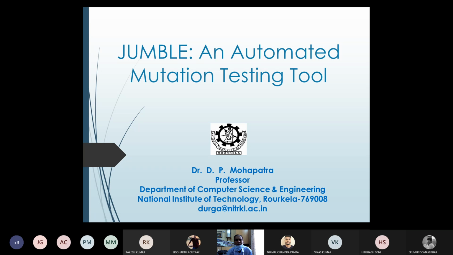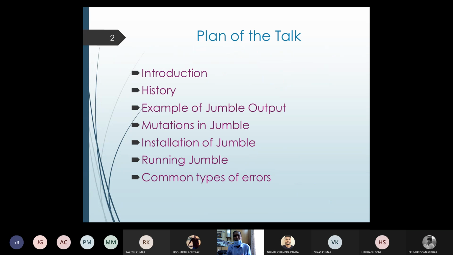So, good afternoon to all of you. Today we'll take up a tool which will help you in performing mutation testing. The details of mutation testing we have taken in one theory class. We have also taken an example. Now today we'll discuss how you can use this tool to perform mutation testing. We'll discuss a little bit of introduction, then history, some example of Jumble output, how the output will look like, then what are the possible mutations in Jumble, how to install Jumble, how to run Jumble, and some common types of errors that can be detected by Jumble.